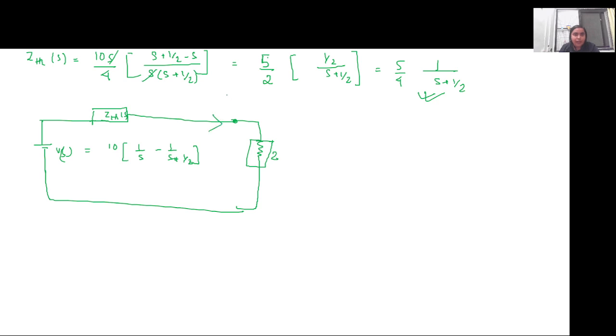So what will be this new current that will be flowing? I of s will be equal to the voltage V of s by the total resistance in the circuit. Since these two are connected in series, it will be ZTH plus 2, right? So V of s, let us write in simplified terms. So V of s will be 10 into s into s plus 2, right? So this is equal to 5 into 1 by s into s plus half.